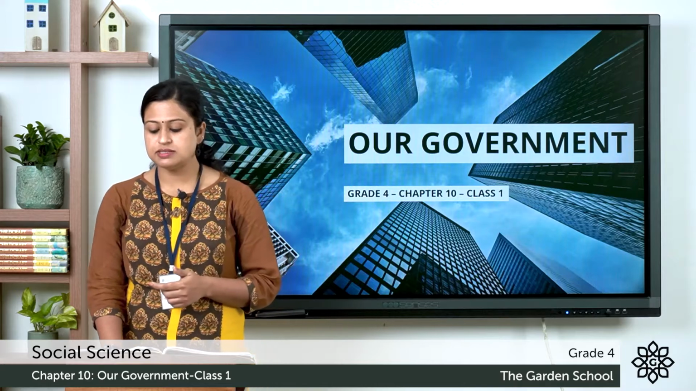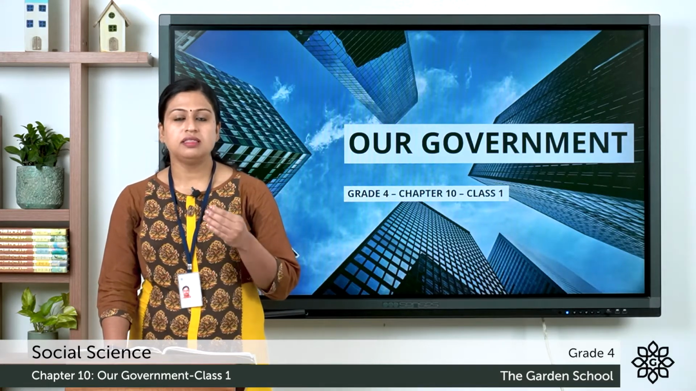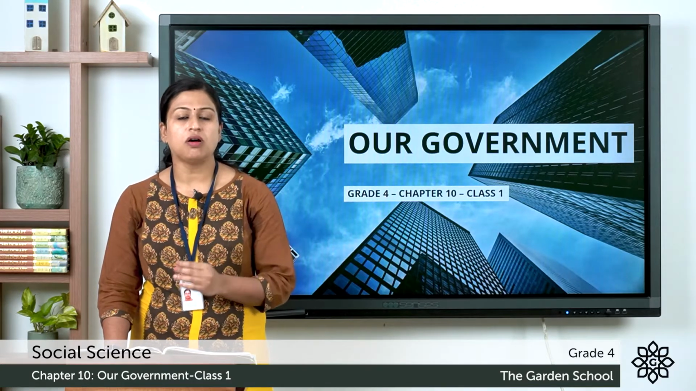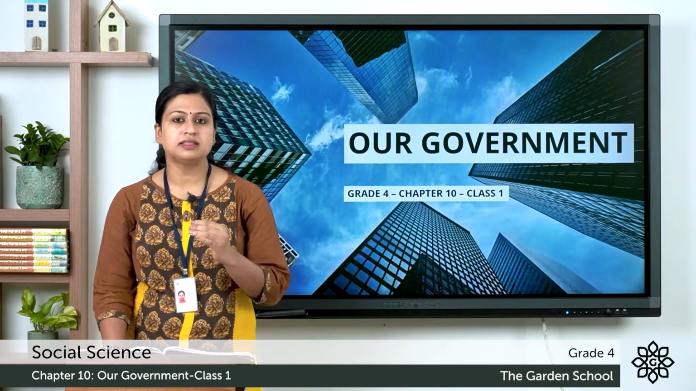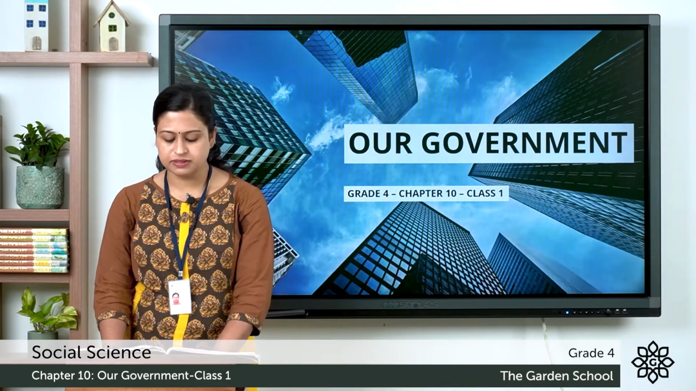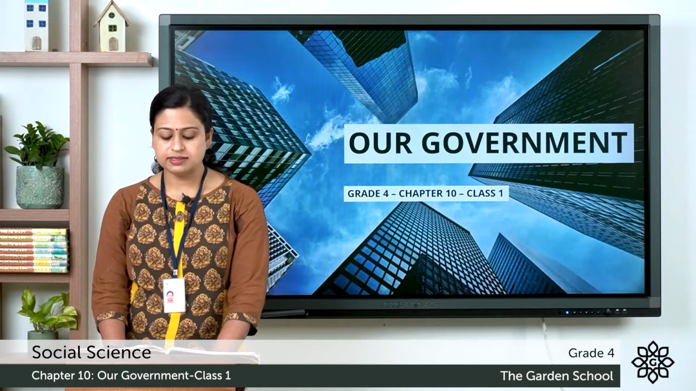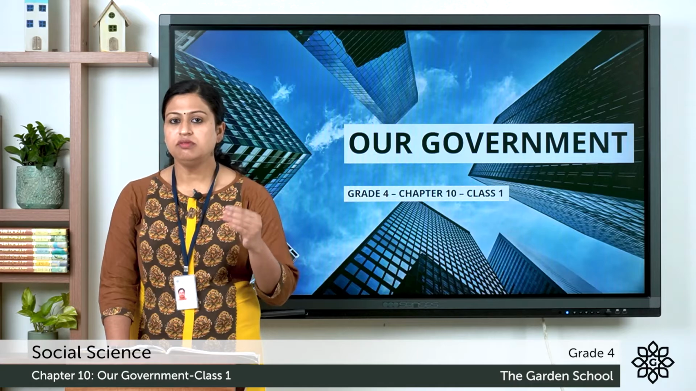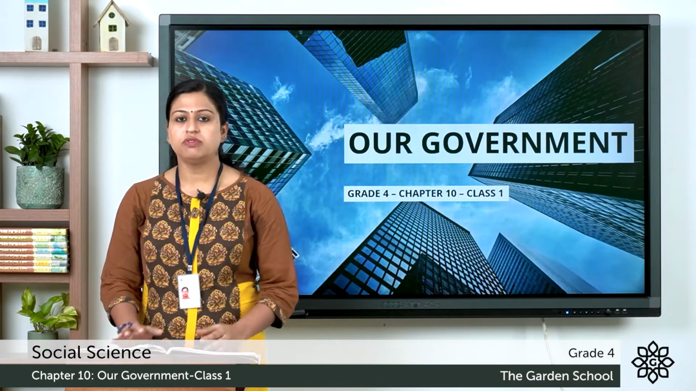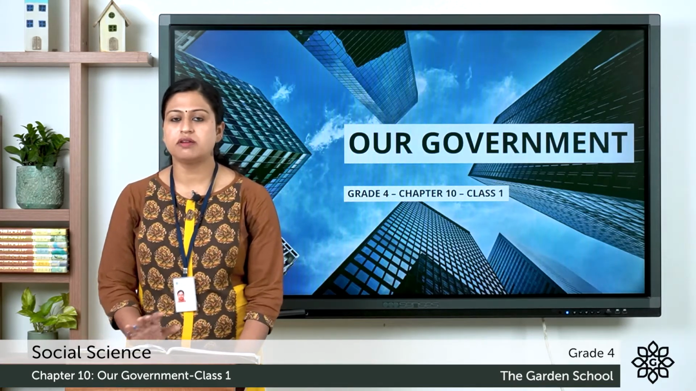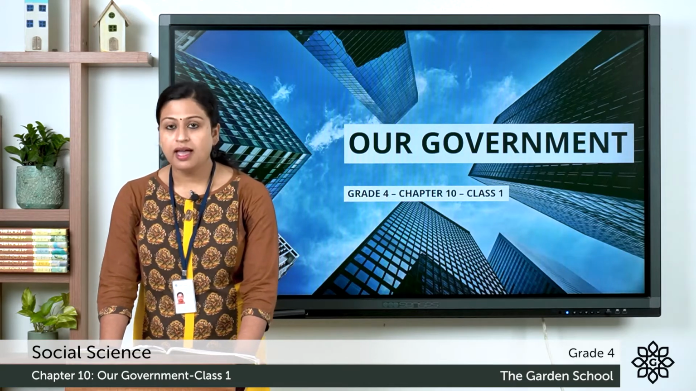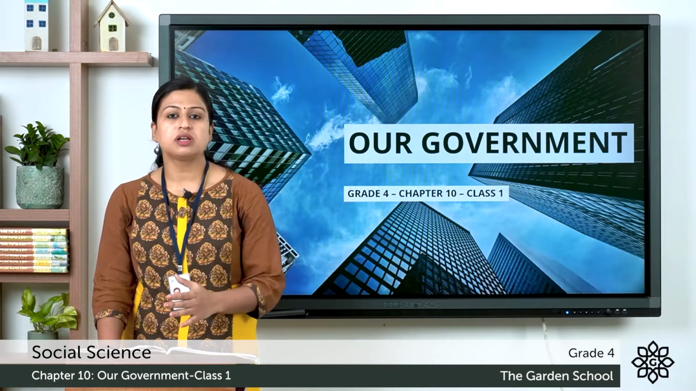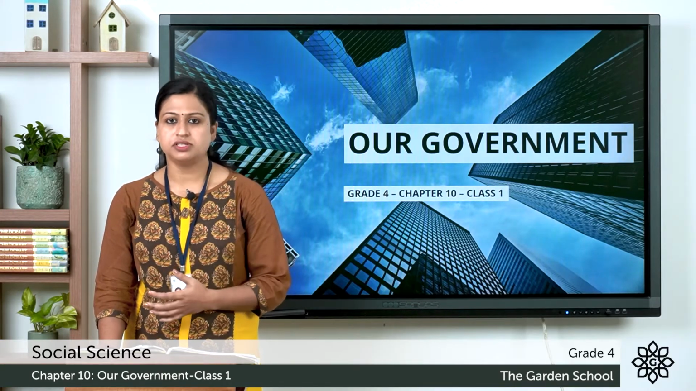In the second picture you can see the elected leaders, and these leaders are elected by the citizens of India through a process called election. So people cast their vote for their representatives. In the third picture you can see a panchayat. This is a local self-government in a village at the local level. We will be discussing these levels of government in this chapter. And in the fourth picture you can see the judiciary organ of our government, which consists of courts and judges.